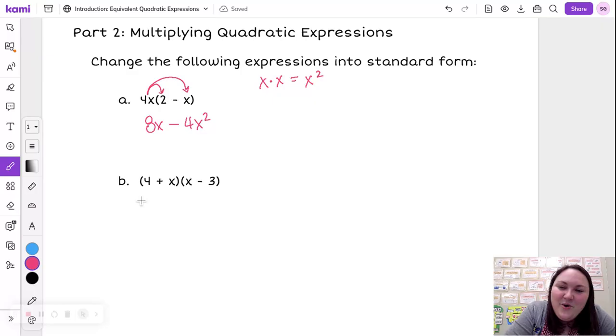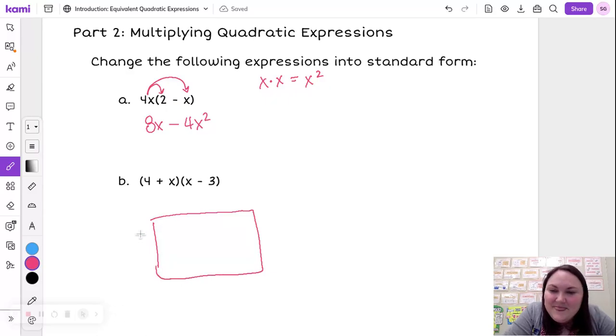When we're doing this multiplication problem, you can use a diagram like this to help you see all the multiplication you need to do. For this problem, I need to multiply 4 plus x by x minus 3. So each set of parentheses I'll put on one side. 4 plus x I'll put over here, so 4 and then a positive x. And then that x minus 3 I'll put on the other side. x and then the negative 3.